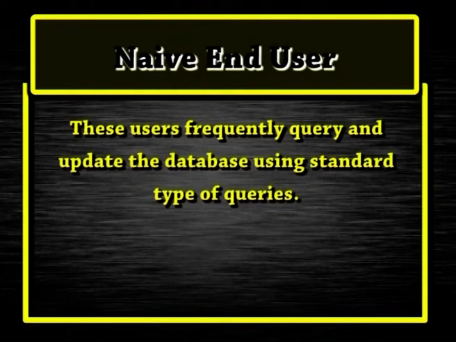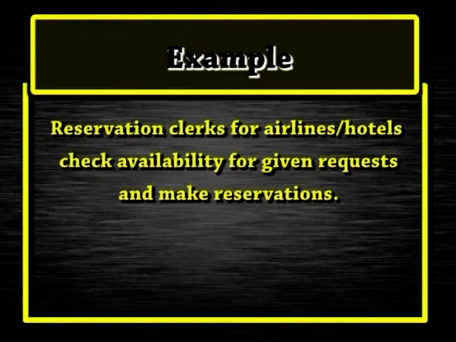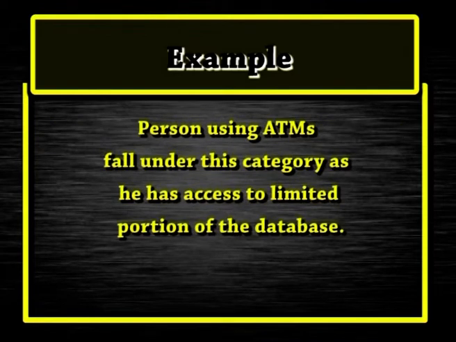Naive end users. These users frequently query and update the database using standard types of queries. The operations that can be performed by this class of users are very limited and affect a precise portion of the database. For example, reservation clerks for airlines or hotels check the availability for given requests and make reservations. Also, persons using ATMs fall under this category as they have access to a limited portion of the database, right?